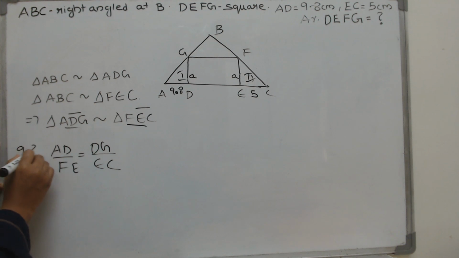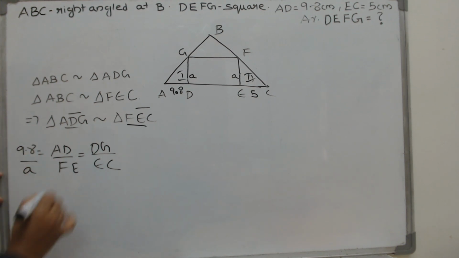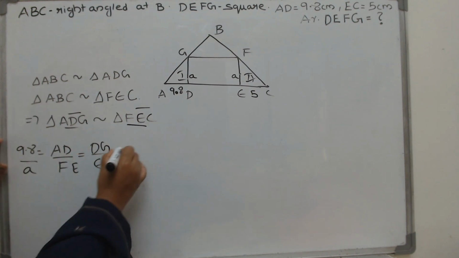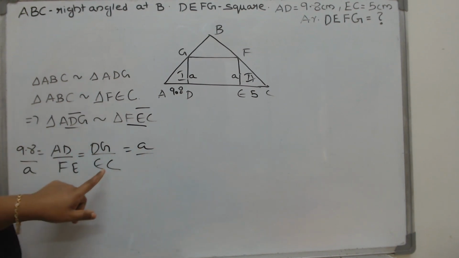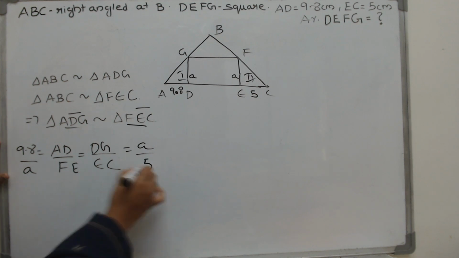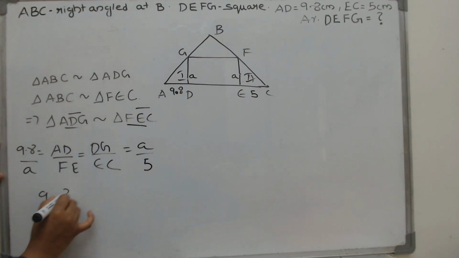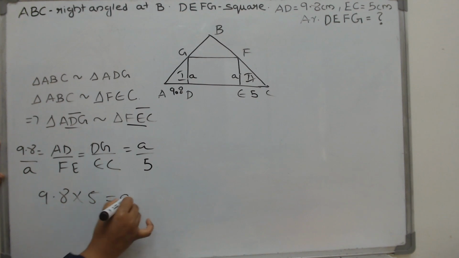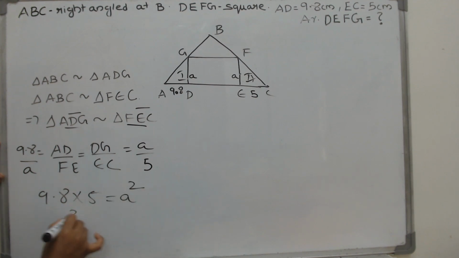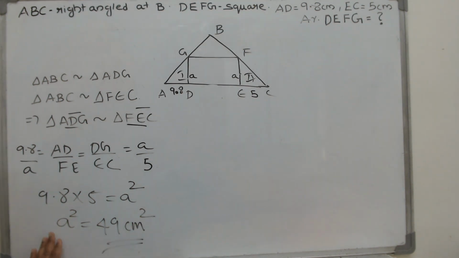It is 9.8. And what is FE? It is A. And what is DG? It is again A. And what is EC? It is 5. So let us cross multiply, then we get 9.8 into 5 is A square, or in other words A square is 49 centimeters square. This is the answer that we were looking for.